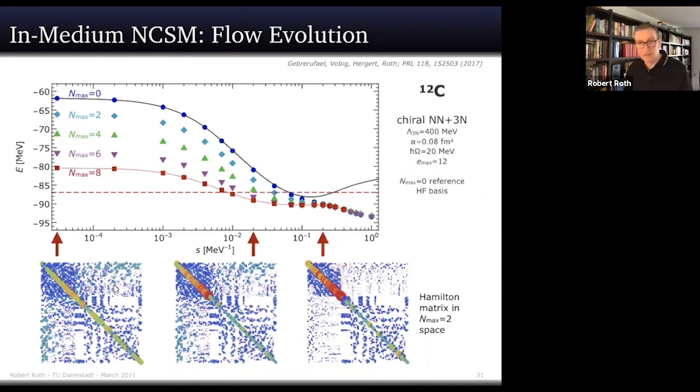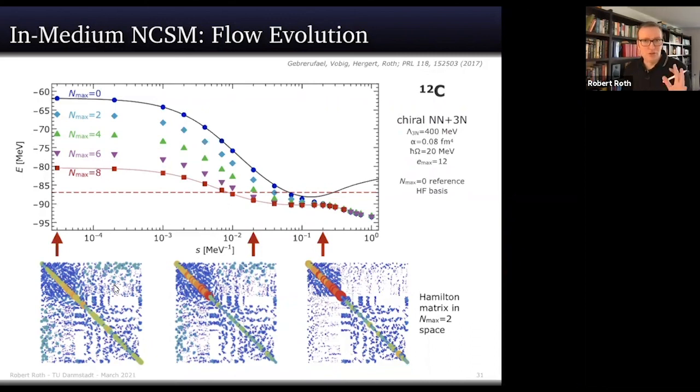Then something marvelous happens. All these different Nmax calculations end up on the same spot. So even the Nmax 0 already gives me a converged result. If I go to 2, 3, 4 and my Nmax makes the space big again, it doesn't change the energy anymore. So I'm converged by construction. And this is really done by this pre-diagonalization of the in-medium SRG.